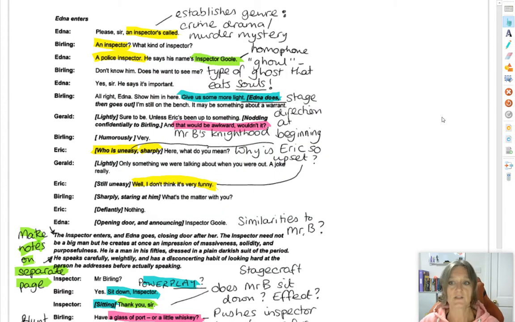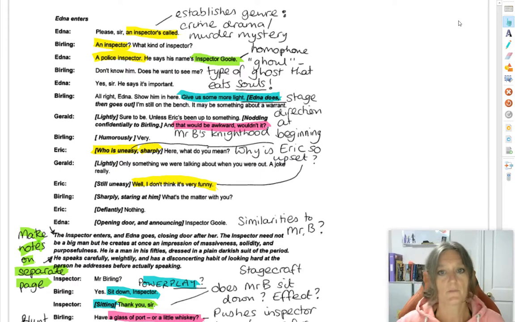Okay, so we're going to do some annotation now. If we have a look, there's nothing really complicated here, so I'm going to go through this quite quickly for you. In this section, Edna comes in. "Please, sir, an inspector's called." "An inspector? What kind of inspector?" "A police inspector. He says his name's Inspector Goole."